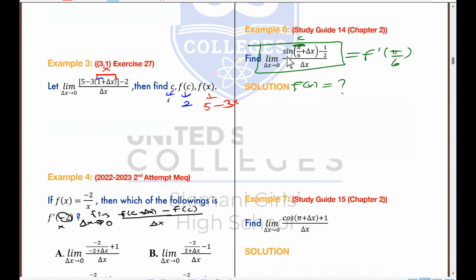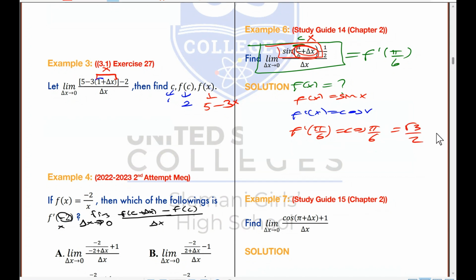Our function here is the first thing written at the top when you consider number plus delta x as x. So your function is sine x. Then its derivative will be cosine x. I'm asked to find the derivative of the function at pi over 6. So find f prime of pi over 6. So what is cosine pi over 6? Pi over 6 is 30 degrees. Cosine 30 is square root of 2.